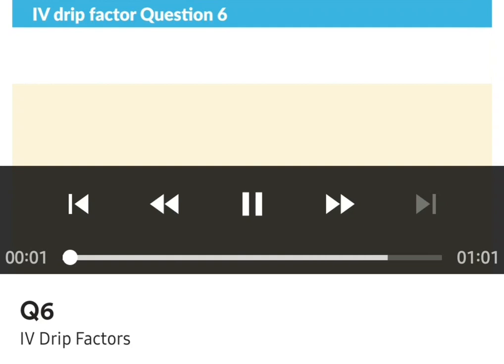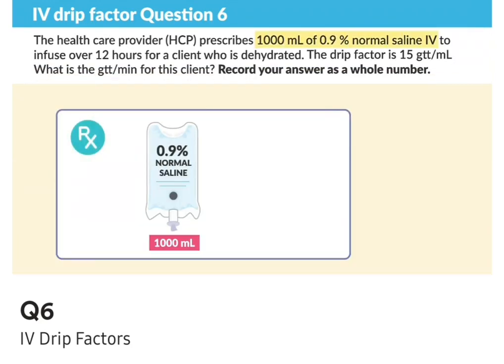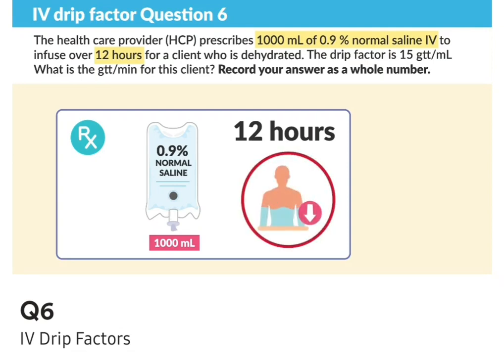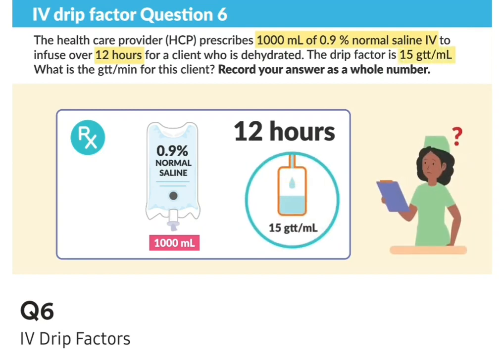Now, moving on to question 6. The healthcare provider prescribes 1,000 mLs of normal saline to infuse over 12 hours. Okay, that's the key number. Over 12 hours because it's not 60 minutes, right? This is for a client who's dehydrated. So the drip factor is 15. So what is the drips per minute for this client?